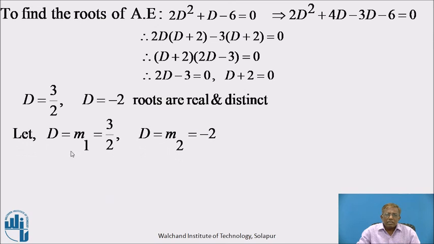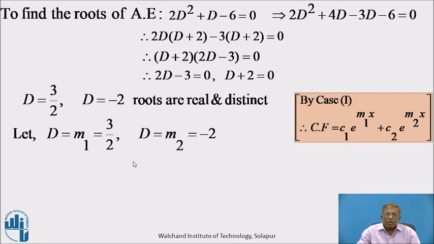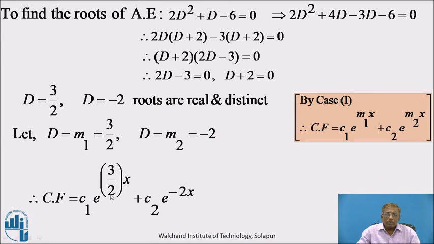Hence, let us suppose D equal to m1, it is 3 by 2, and D equal to m2, which is minus 2, and using case 1 of CF, the CF is C1 e raised to m1 x plus C2 e raised to m2 x, because two roots are there, two constants C1 and C2 we have to take. Hence, CF equal to C1 e raised to 3 by 2 into x plus C2 into e raised to minus 2x is the complementary function.